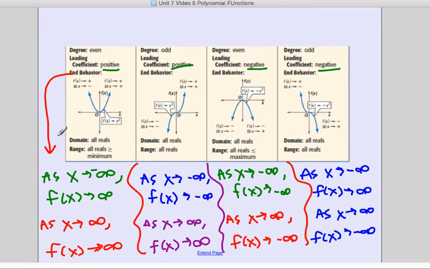The other thing we need to talk about is domain, remember, is your x values, and range is your y values.